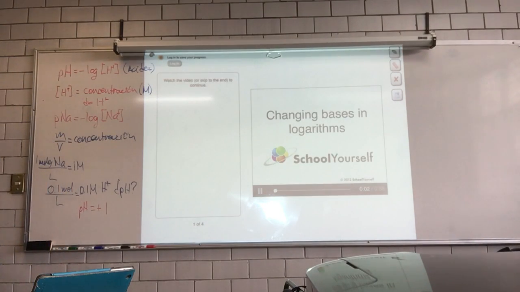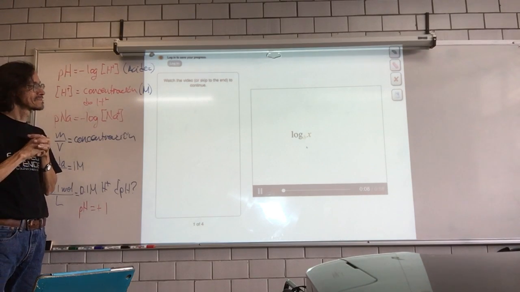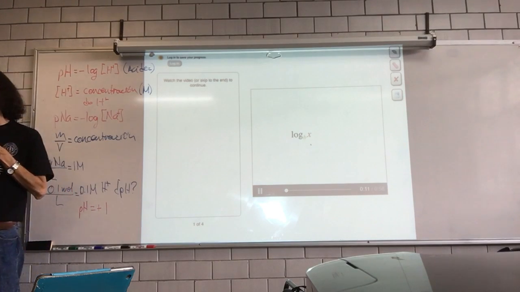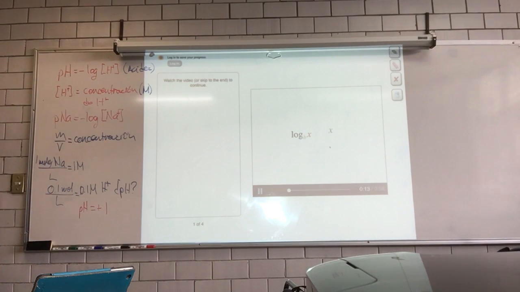This tutorial will cover changing bases in logarithms. Here's your typical logarithm, the log of x base b. We'll show here that this log is equal to a fraction containing two other logs. The x will show up in the numerator, and the b will be in the denominator. The log of x base b equals the log of x over the log of b, both in another base, c. This identity is true for any value of c.